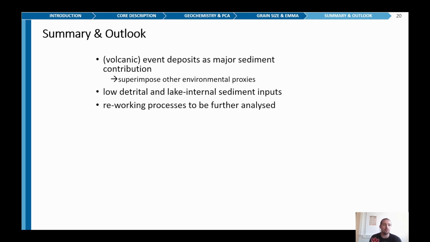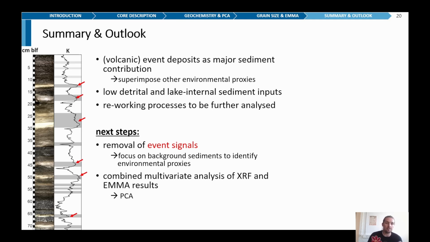A problem with the data is that these event deposits superimpose the signals of the background material and thereby other environmental proxies. So the next step would be to remove these event signals, which are shown here again as an example, to focus on the background sediment signals and possibly identify proxies of environmental or depositional changes. And another idea is to combine the results of the XRF and the end member modeling data. That's it from me.